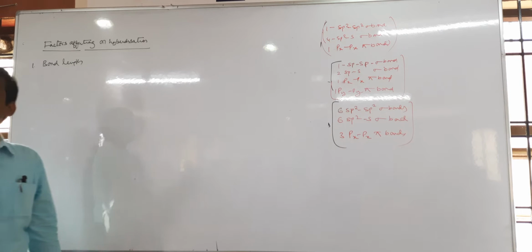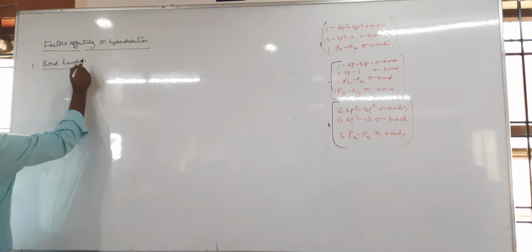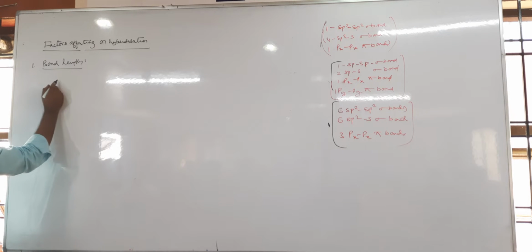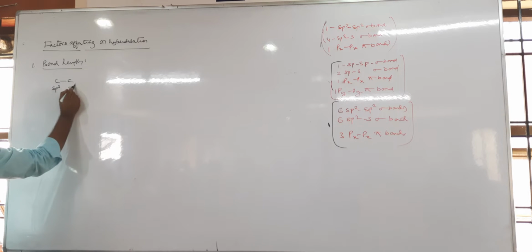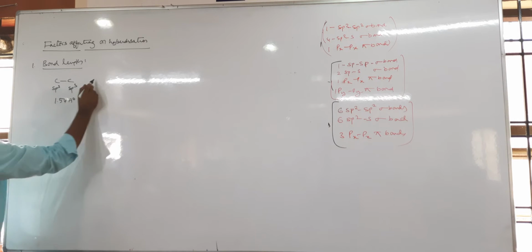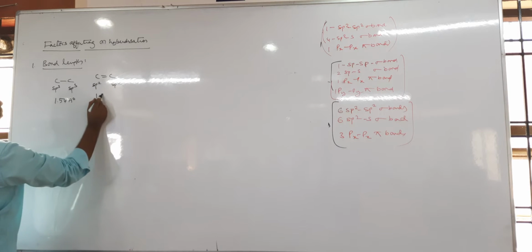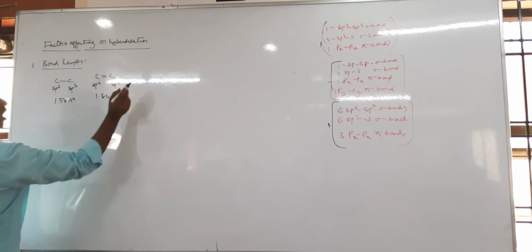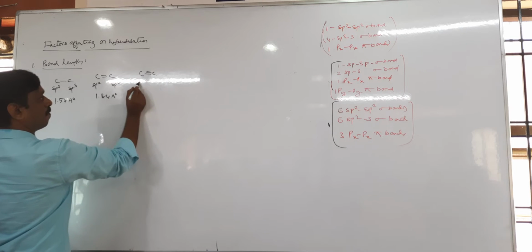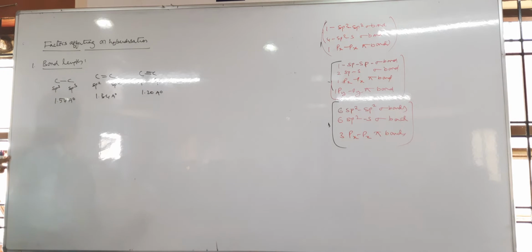Therefore, when hybridization changes, bond length also changes. That means, for example, if you take a carbon-carbon single bond, that is sp3-sp3. So the sp3 bond length is always 1.54 angstrom. Then the carbon-carbon double bond, it is sp2. This is 1.34 angstrom. And sp, right, this is 1.20 angstrom. That means as the hybridization changes, bond length also changes.